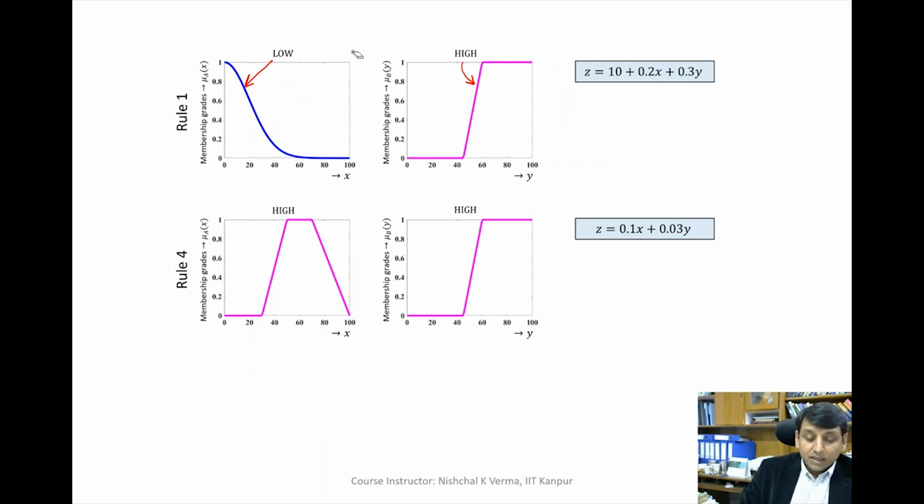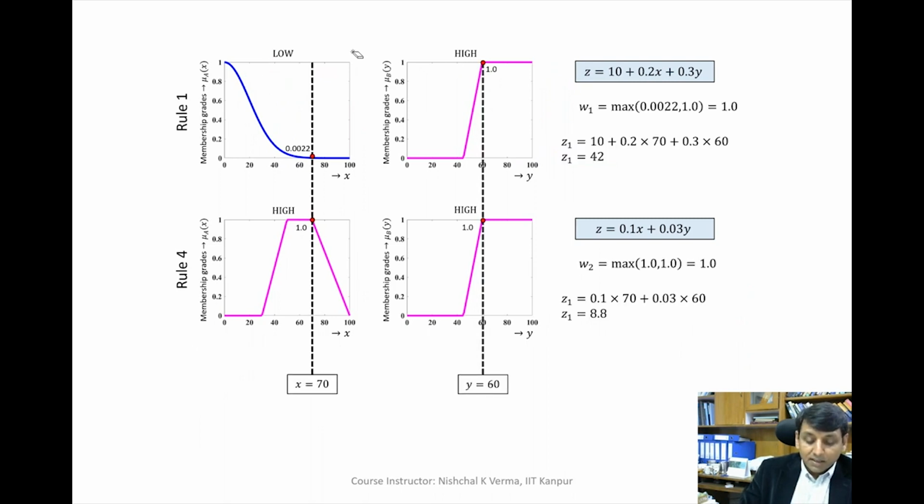So let us take rule number 1 and apply the input. So we apply the input here. X is equal to 70, y is equal to 60. So corresponding to x, we get here the intersection point. Let's call this W11. Similarly, corresponding to y is equal to 60 for rule number 1, let us call this W12.